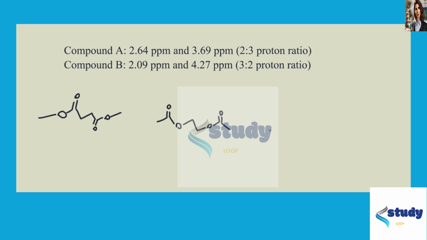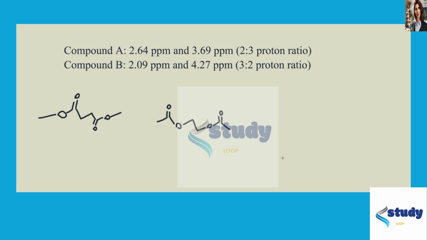Hello everyone, today we're doing chapter 14, problem 12, and this problem tells us that we have compound A and B. Compound A gives us two H NMR signals, one at 2.64 ppm, one at 3.69 ppm, and we get a 2 to 3 ratio for these peaks, while compound B gives us a 2.09 ppm and a 4.27 ppm chemical shift value with 3 to 2 proton ratio. So it asks which of these two following structures correspond to compound A and compound B respectively.